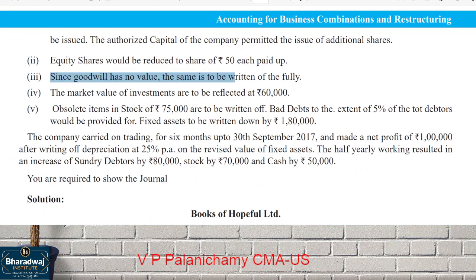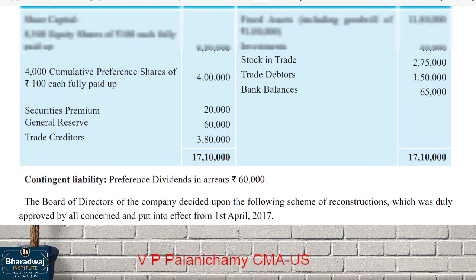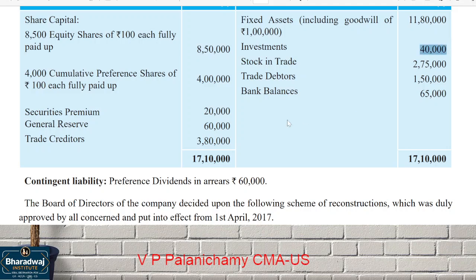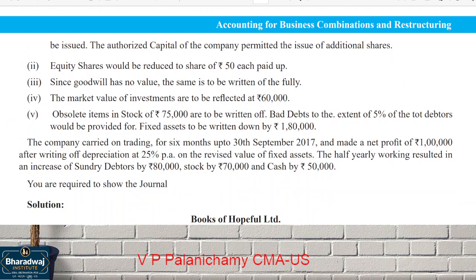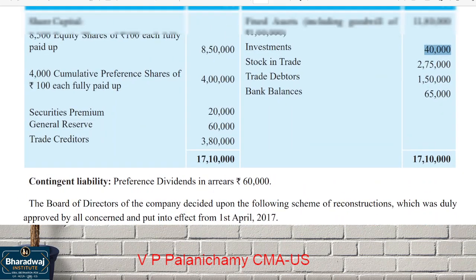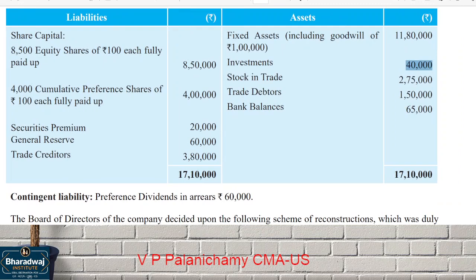Since goodwill has no value, it has to be written off. Obsolete items of stock 75,000 are to be written off. Bad debts are to be written off to the extent of 5%. Fixed assets are written down by 1,80,000. Of course, investment 60,000. What is the book value of investment? 40,000. So investment alone appreciates. All other assets we have to write off. And of course, which asset must we compulsorily write off? If a P&L account debit balance is there. There is no P&L account. Goodwill alone is to be written off.